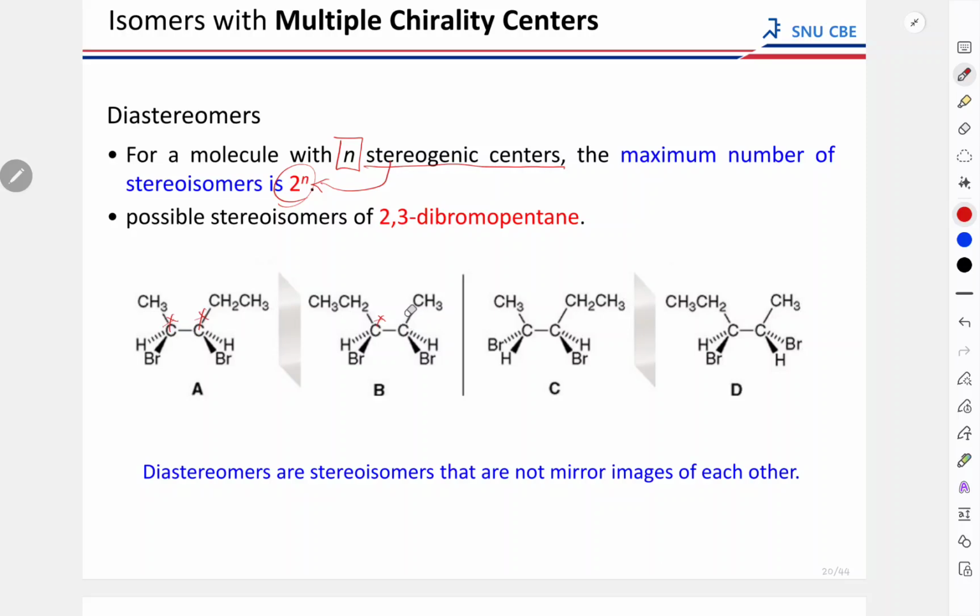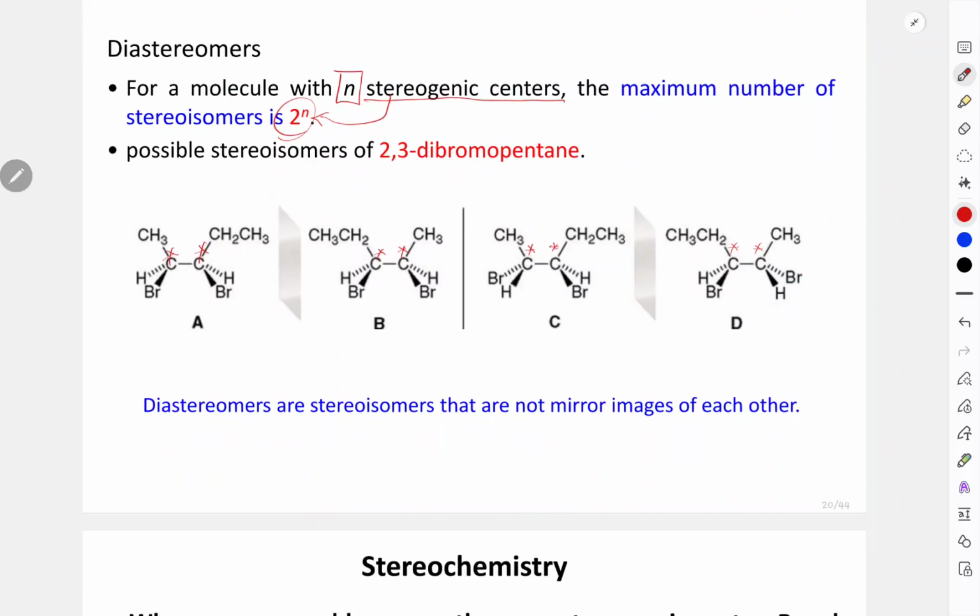In this case, you can identify these 4 different stereoisomers, and then you can define the relationship among them. So A and B, they are an enantiomer relationship. C and D, they are also an enantiomer relationship. Then what about the relationship between B and C, or A and D? For that, we can define the diastereomers. So here is the definition of the diastereomer. The diastereomers are stereoisomers that are not mirror images of each other.